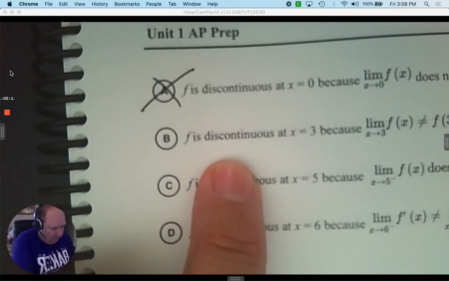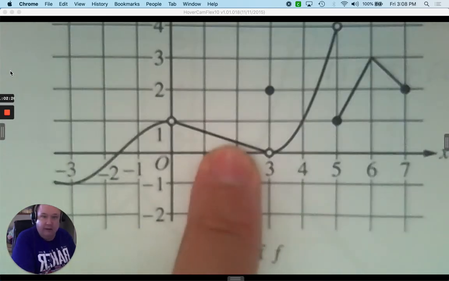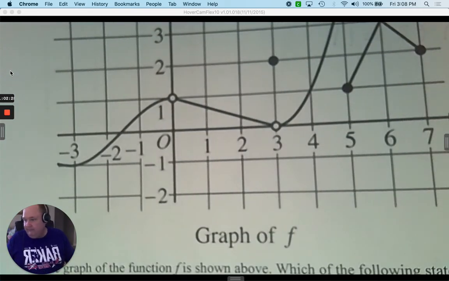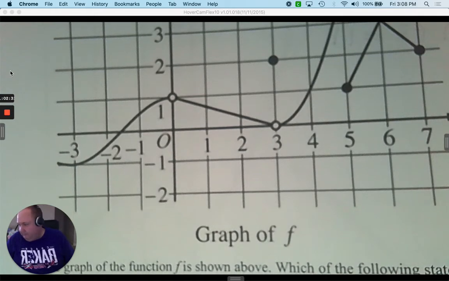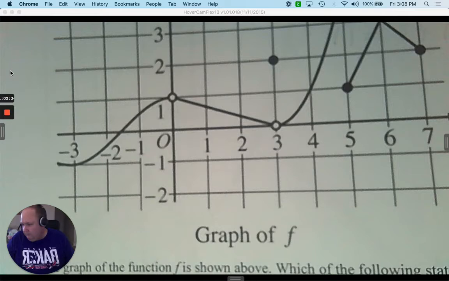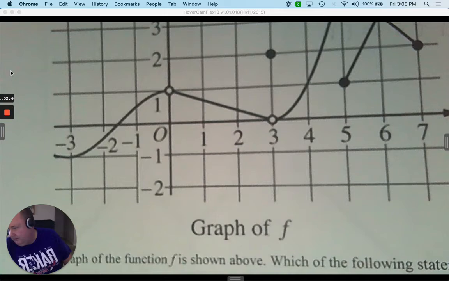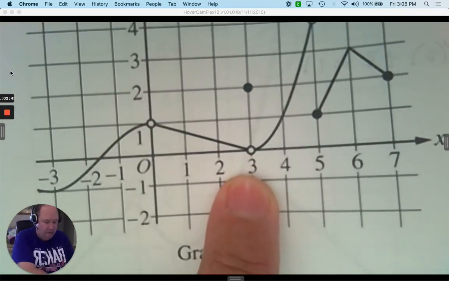F is not continuous at 3 because the limit doesn't equal f at 3. That's why it's not continuous. Let's see. So at 3, the limit does not equal the value, therefore it's not continuous. That looks pretty good to me. Just checking the answer key quick. So f is discontinuous at x equals 3 because the limit doesn't equal the value. The limit value is 0. The actual value of the function is 2, so they don't agree.